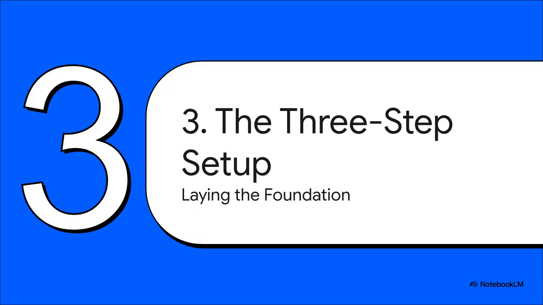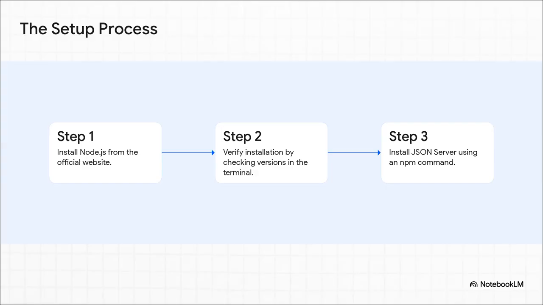All right, time to get our hands dirty. We're going to lay the foundation. And don't worry, it's just a simple 3-step process. Step 1, you're going to head over to the official Node.js website and grab their installer. It's super straightforward, just click next a few times. After that's done, we'll pop open a terminal just to make sure everything's working right. And finally, we'll run one last command to install JSON Server itself.